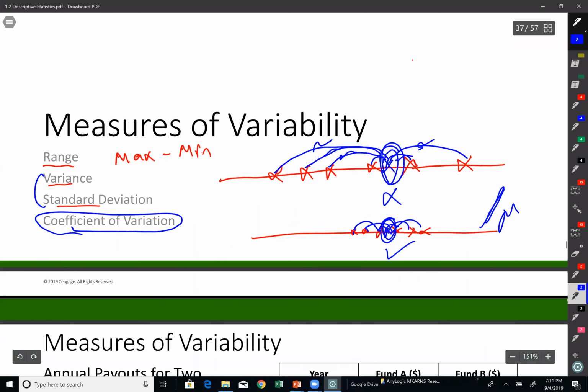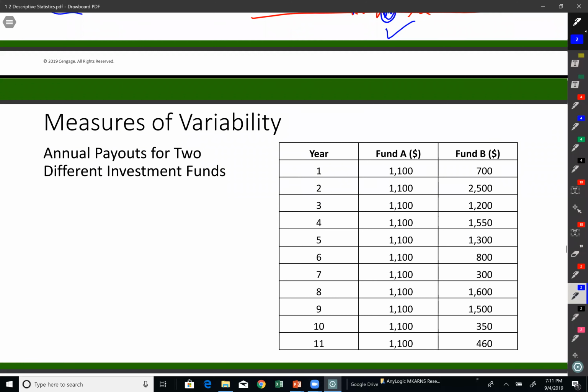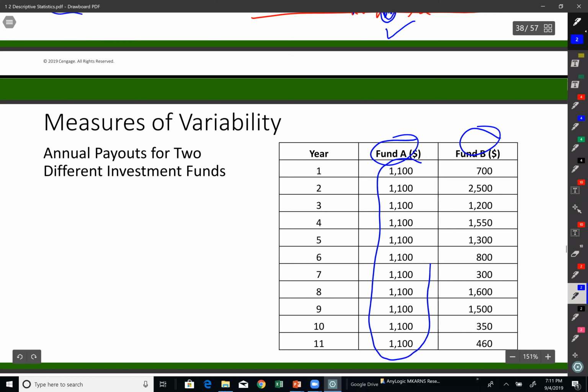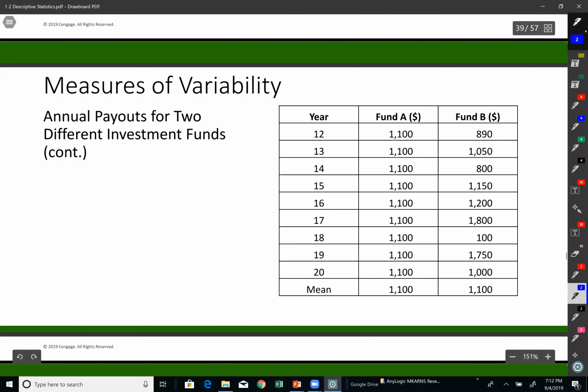Okay, so in this example, we have two different mutual funds, Fund A and Fund B. Fund A is paying year after year a fixed 1,100. However, Fund B pays sometimes 700, 2,500, 300, 1,600. So it fluctuates. Actually, I could even have negative values here. But when you look at the average return per year in 20 years, it's $1,100 per year for both funds. So which one is better? If you look at just the return point of view, they are both the same.